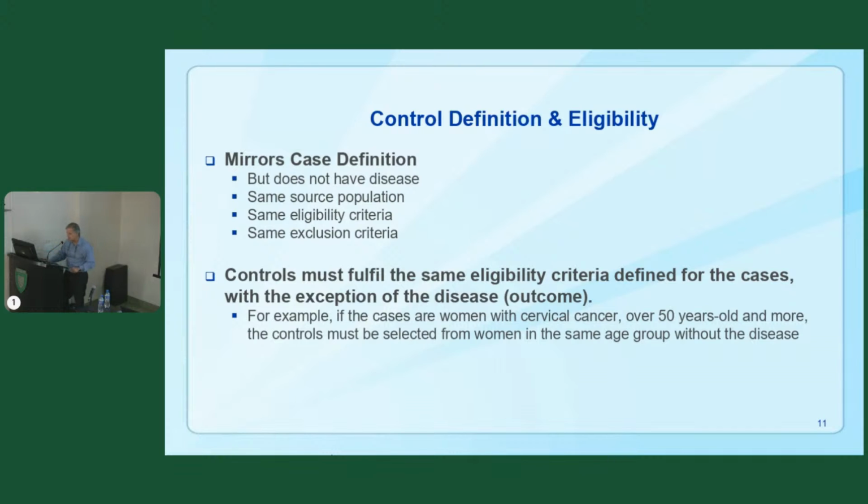This is an example: cervical cancer, women over 50. If the cases are women with cervical cancer aged over 50, the controls must be selected from women in the same age group, because otherwise you may be comparing different things. Let's say your study is on cervical cancer, in 1965, in the city where I was born, Recife, in the northeast of Brazil. They had at that point the highest rate of cervical cancer in the world. So you wanted to study what caused cervical cancer.